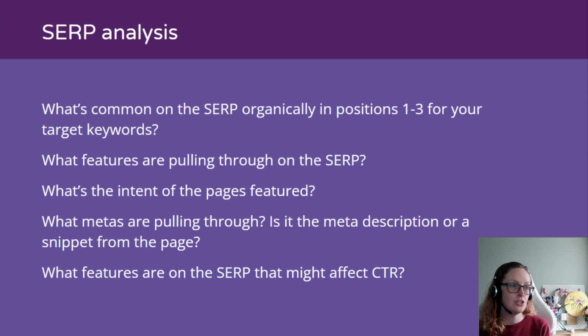So you also need to look at what features are pulling through onto the SERP. Is the news feed pulling through? Are images being pulled through? Is a shopping feed being pulled through? To really understand what can affect the click-through rate organically for this particular search term.